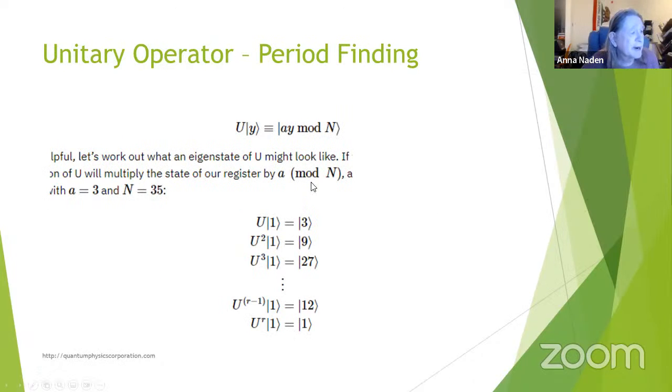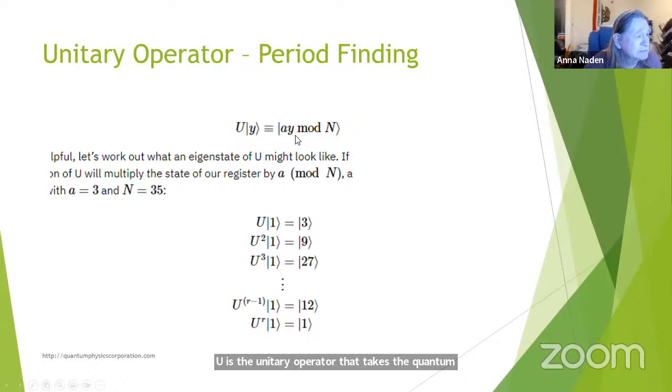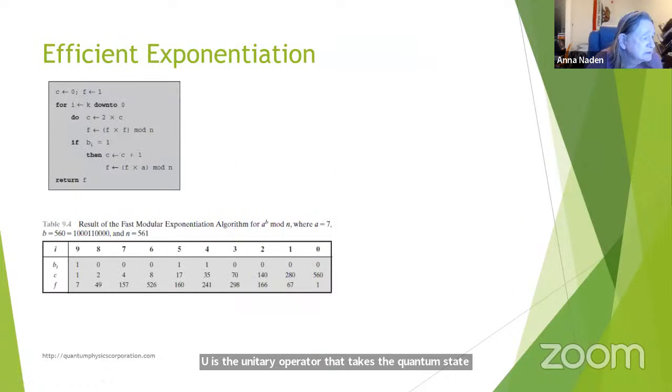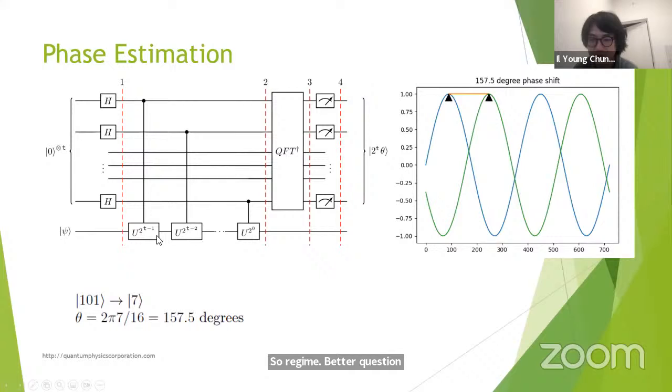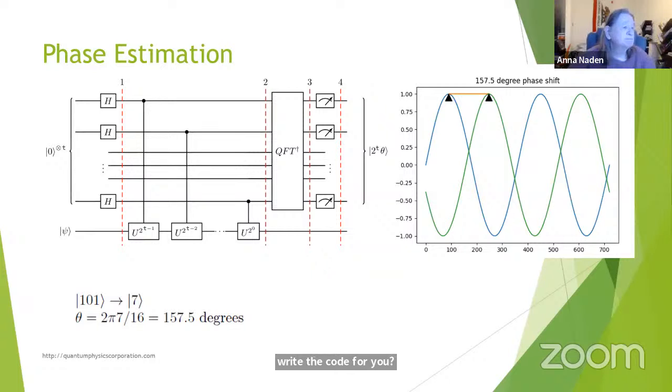U is the unitary operator that takes the quantum state and multiplies it by a. So Rajiv had a question, Anna. How do you create and write the code for the operator? I don't have a slide for that. It's in the textbook. It involves a number of swap gates.